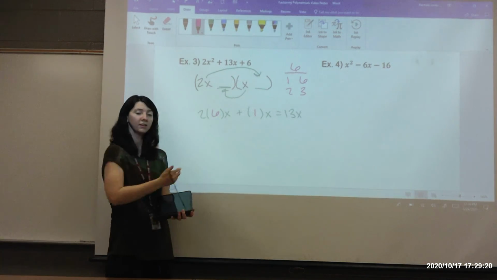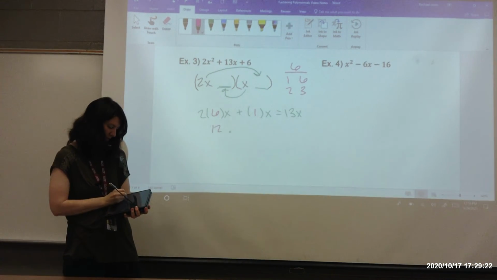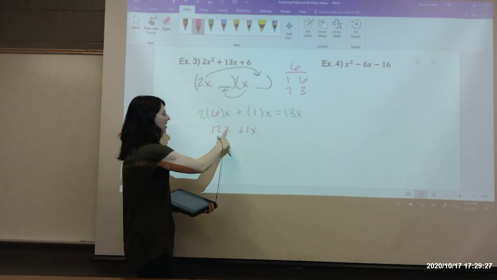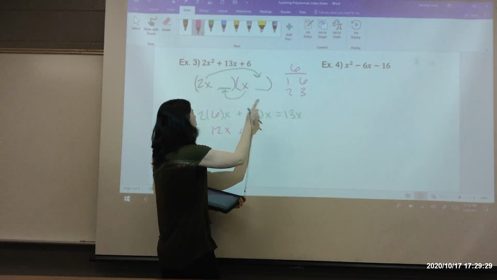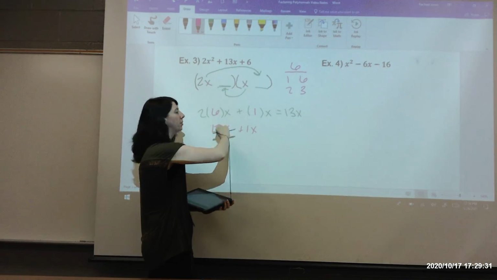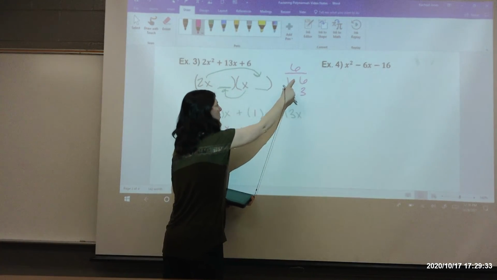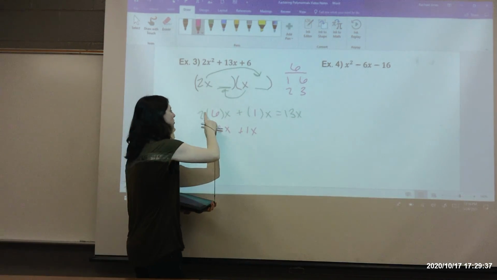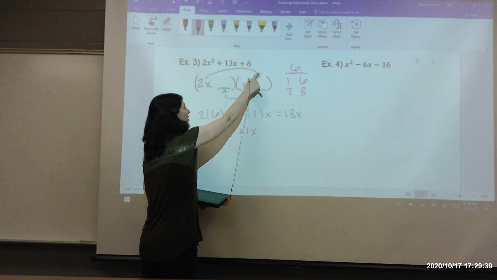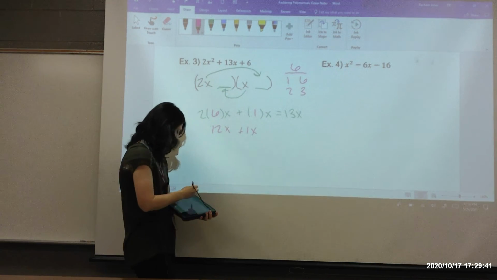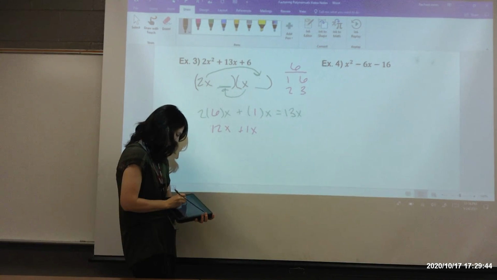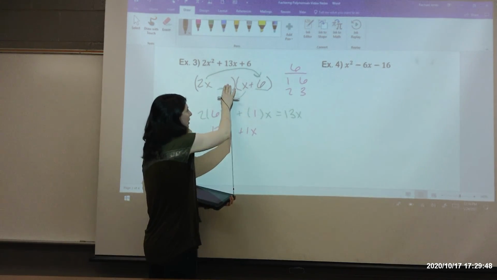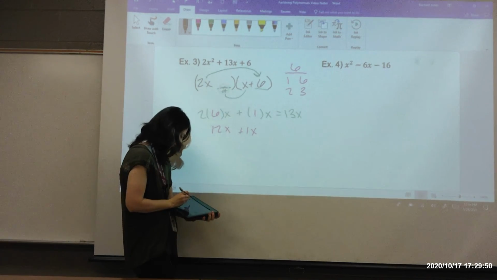2 times 6 gives me 12. 1 times x gives me 1x, and there we go. There is our 13x. So we need a 2 times a 6 plus a 1, and that's how we use that 1 and 6. Be very careful where you put it in your problem, though. I need 2 times 6. Well, remember, this 2 is being multiplied over to this side, so my 6 would need to go on that side. And that was a positive 6. And then an x times 1, so my 1 would go here.